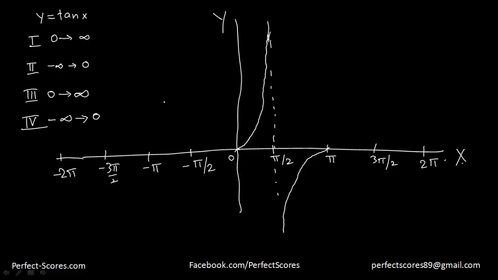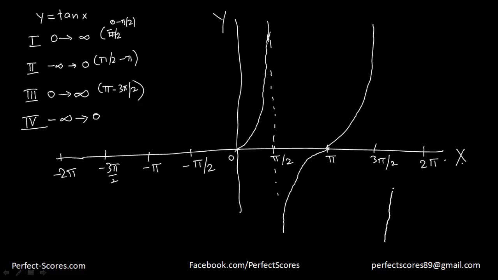In the third quadrant, which is from pi to 3 pi by 2, it goes from 0 to infinity. So from 0, it's going to go and touch infinity like this. That is for the third quadrant. In the fourth quadrant, from 3 pi by 2 all the way to 2 pi, it's going to go from negative infinity all the way to 2 pi. So it goes from negative infinity here all the way to 2 pi.